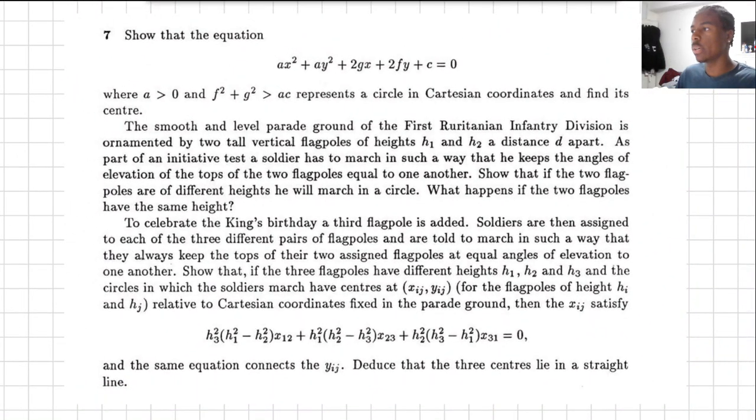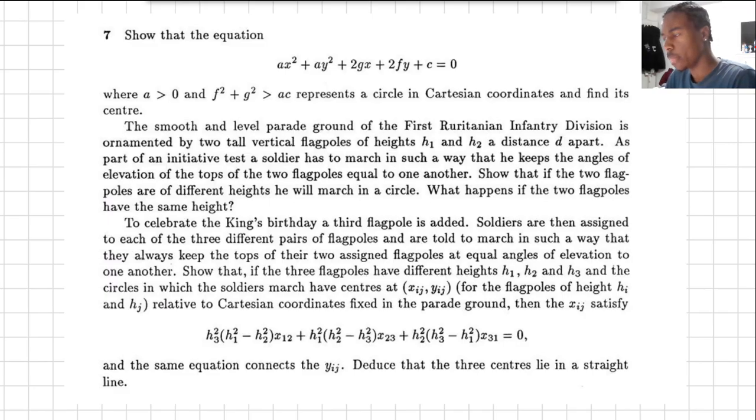So let's have a read of this question, because I think reading is very crucial for this question. We need to understand what's going on. We're going to do some drawings and we're going to try and understand what the question is actually asking us to show. So we're given that the smooth and level parade ground of the first Ruritanian, I don't know how to pronounce it, guys, infantry division is ornamented by 2 tall vertical flagpoles of height h1 and h2 and distance d apart. As part of an initiative test, the soldier has to march in such a way that he keeps the angles of elevation of the top of the flagpoles equal to one another.